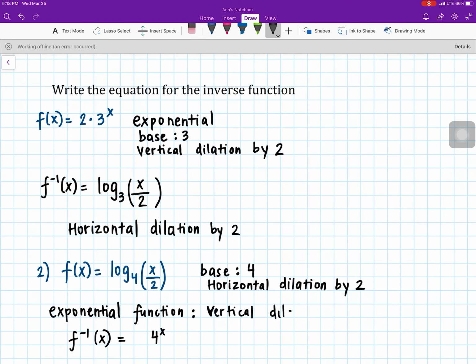Vertical dilation by 2. Now where does the 2 go? Well, it's a vertical dilation, so it's going to go right in front. So 2 times 4 to the x.